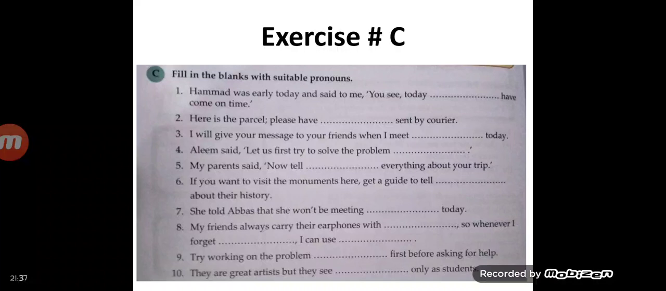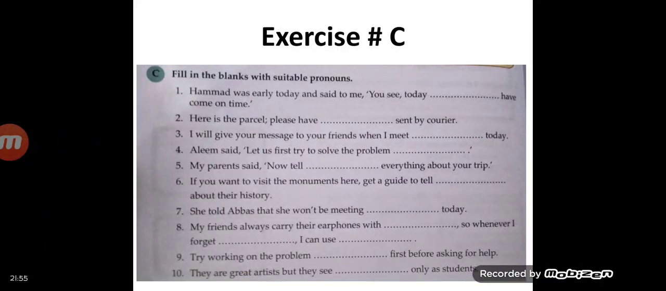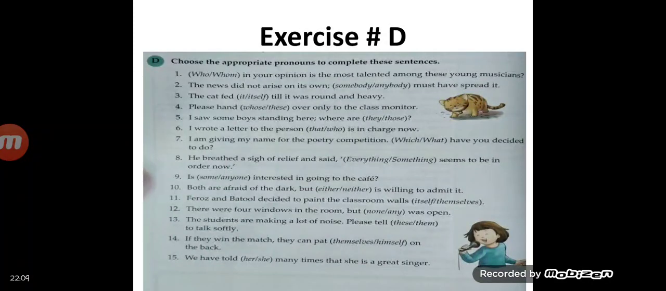The ninth one. Try working on the problem yourself first before asking for help. The last one. They are great artists, but they see Dash only as students. So what is the correct option? Themselves. Yes, themselves. T-H-E-M, them, S-E-L-V-E-S, themselves.